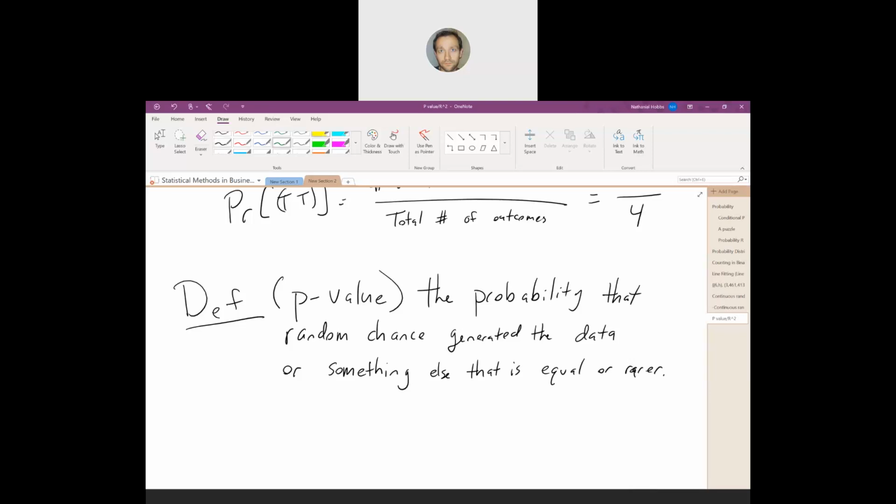So there's 3 parts to this. The probability that random chance generated the data, or something else that is equal, or rarer. That's what a p-value is.